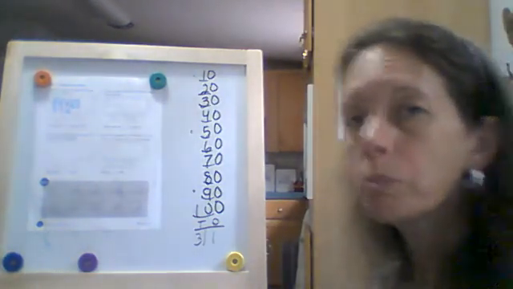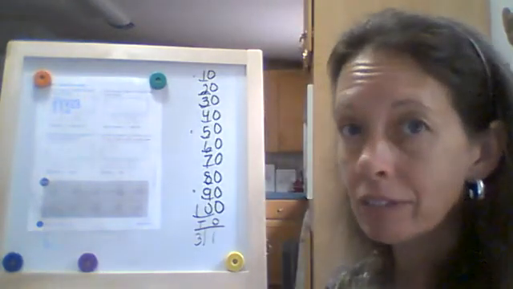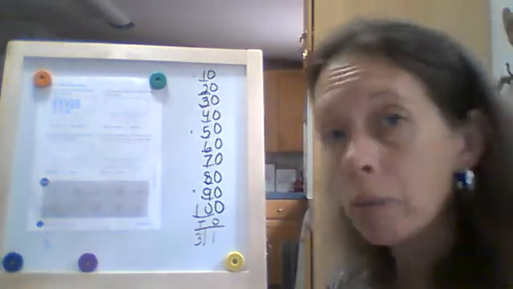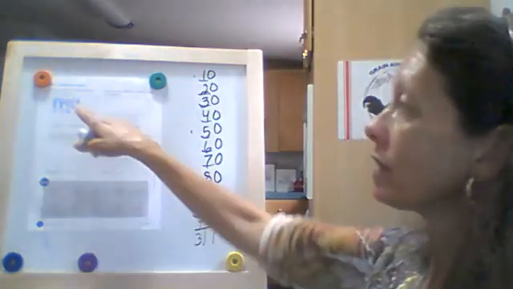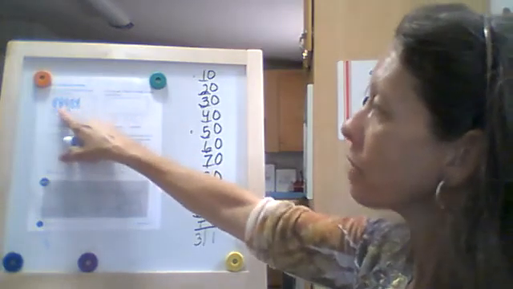So how can we mark that we're getting rid of 7? We're not counting 7 of them. We can cross them off, right? So let's cross off 7. 1, 2, 3, 4, 5, 6, 7. And how many do we have left? 1, 2, 3, 4, 5, 6.